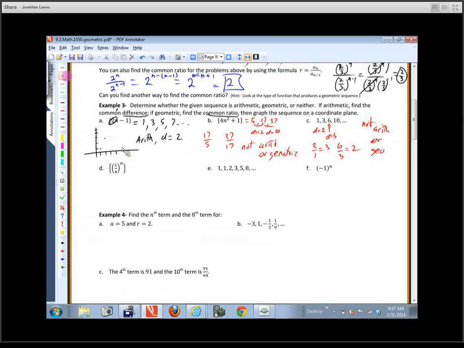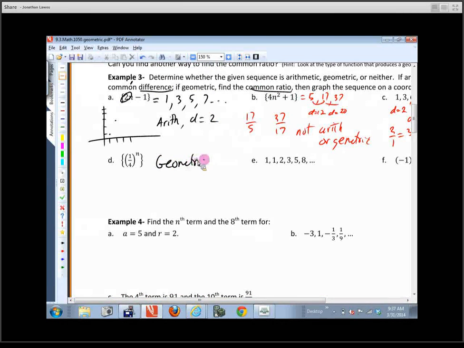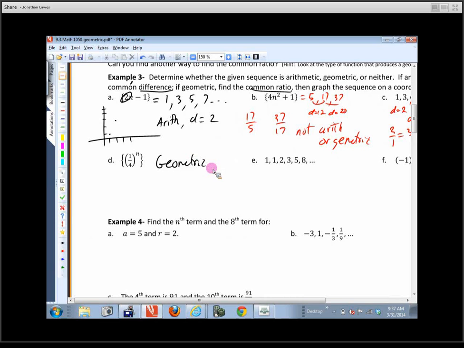Okay, let's take a look at this next one right here. Arithmetic or geometric just by looking at it. Okay, got to be geometric. Why? Because it's exponential, right? So if you plug in a 1, you get a 1/4. If you plug in a 2, you get a 1/16. Then you get a 1/64th, and then you get a 1/256th. Correct me if I'm wrong there. Is that right?